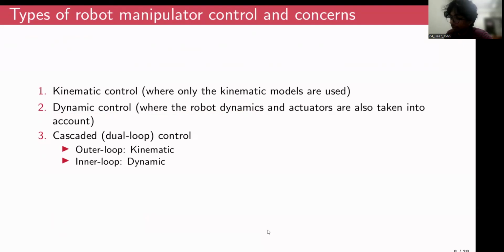Another philosophy that we will be discussing in detail next week is called cascaded or dual loop control, where we use a kinematic control as an outer loop, and whatever we obtain from this outer loop, we feed into an inner loop, which deals with the dynamic equations of motion. For the remainder of these two lectures, we'll be covering the various kinds of kinematic and dynamic control. And in the next lecture, we will be discussing this cascaded control.